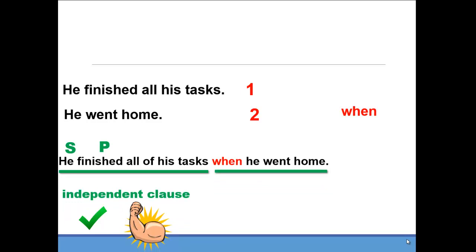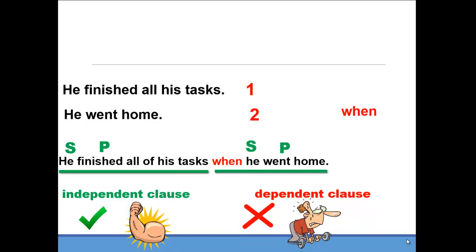What about the other part? When he went home. Does it make any sense? No. So what do I call this part? I call it the dependent clause. The dependent clause, what does it begin with? It begins with the subordinating conjunction.